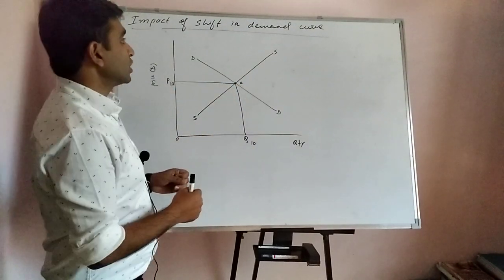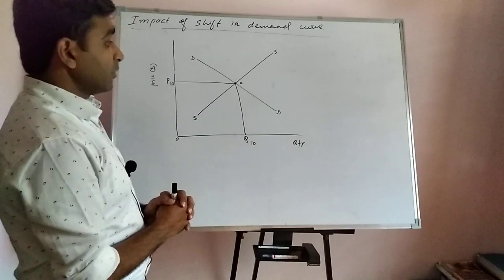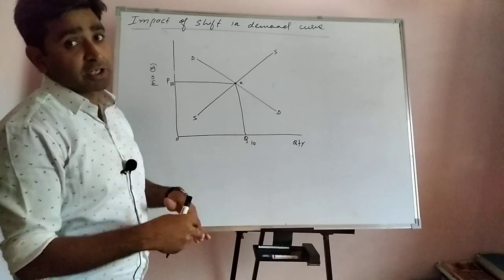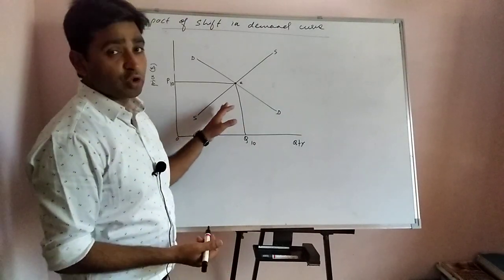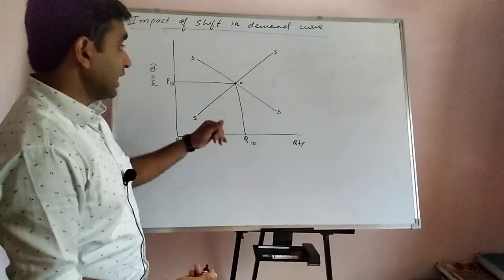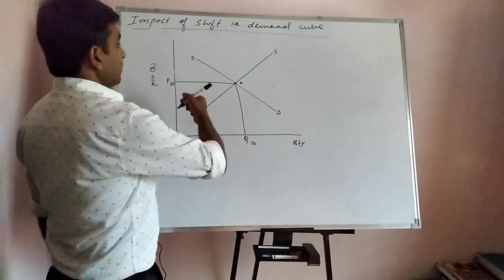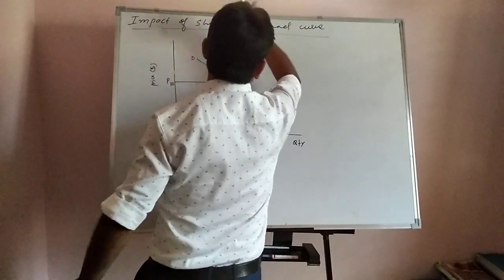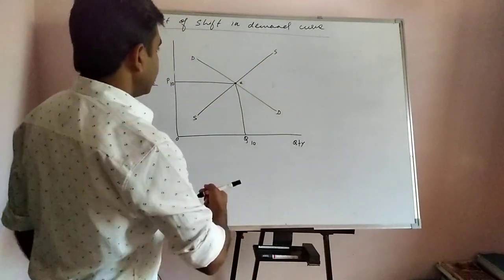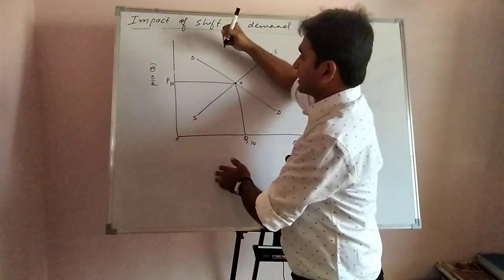Now the question arises, what will be the shift in the demand curve? The demand curve may shift to the right and may shift to the left. In this video we will try to show the demand curve shifted to the right as well as shifted to the left. Now say the demand curve has shifted to the right. So this is the demand curve, and right means it will go towards this side.